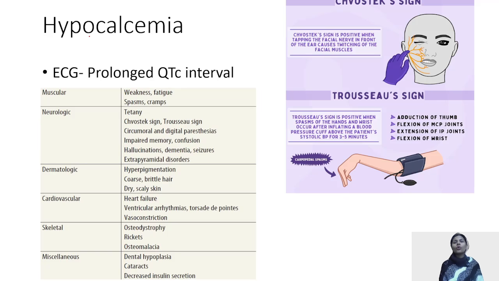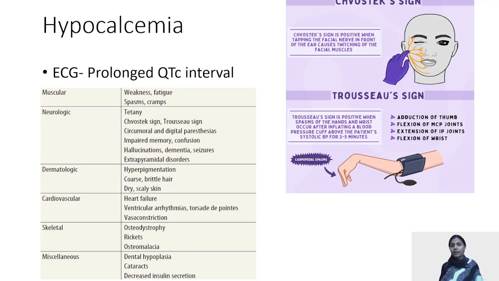Then two things I just want to add in the fluid therapy are hypocalcemia and hyperkalemia. See, when we talk about hypocalcemia, in ECG it is asked what kind of rhythm or what changes you see. Prolonged QTc interval is the characteristic finding of hypocalcemia. Then you have tetany, weakness, fatigue, cramps. Two signs, Chvostek's sign and Trousseau's sign. Chvostek's sign is positive when tapping the facial nerve just in front of your tragus, right? It causes the twitching of your facial muscles.